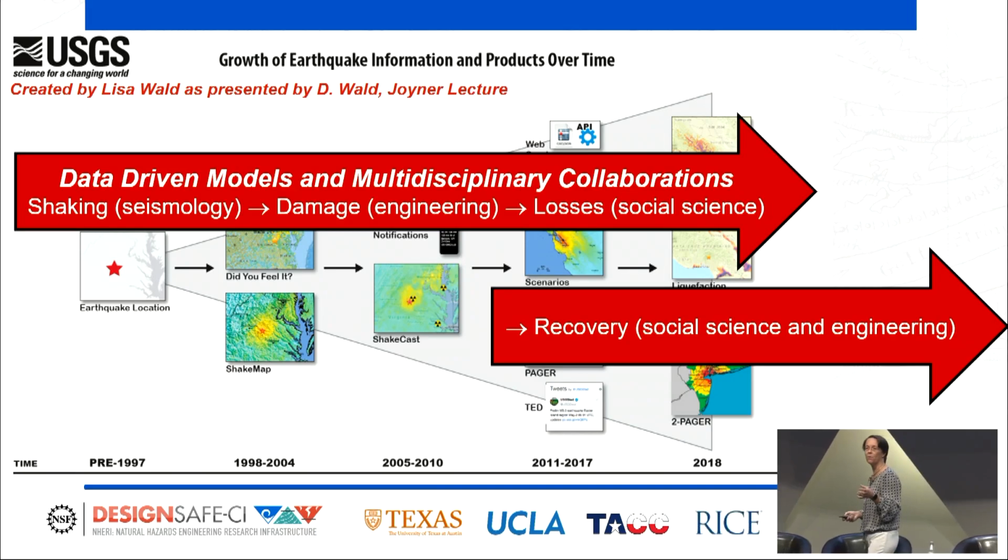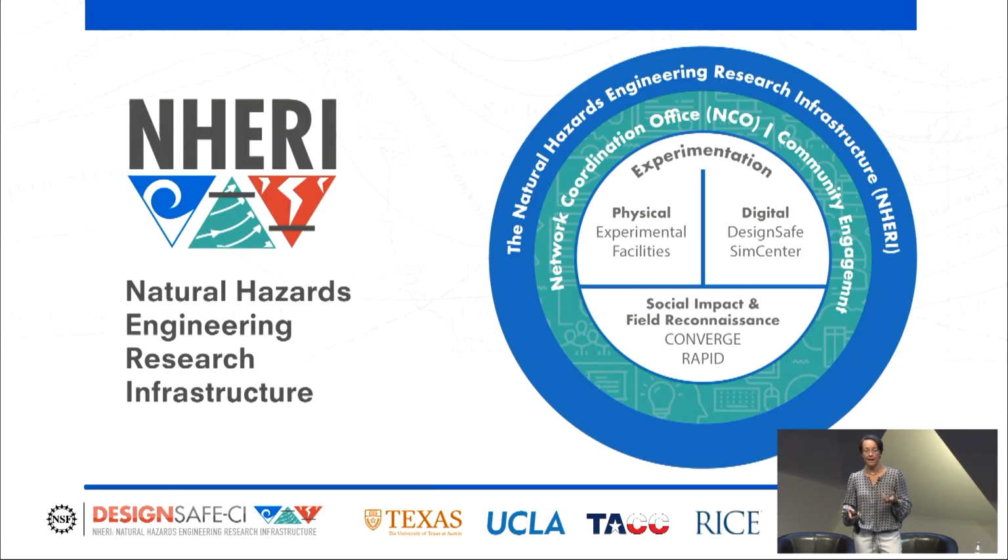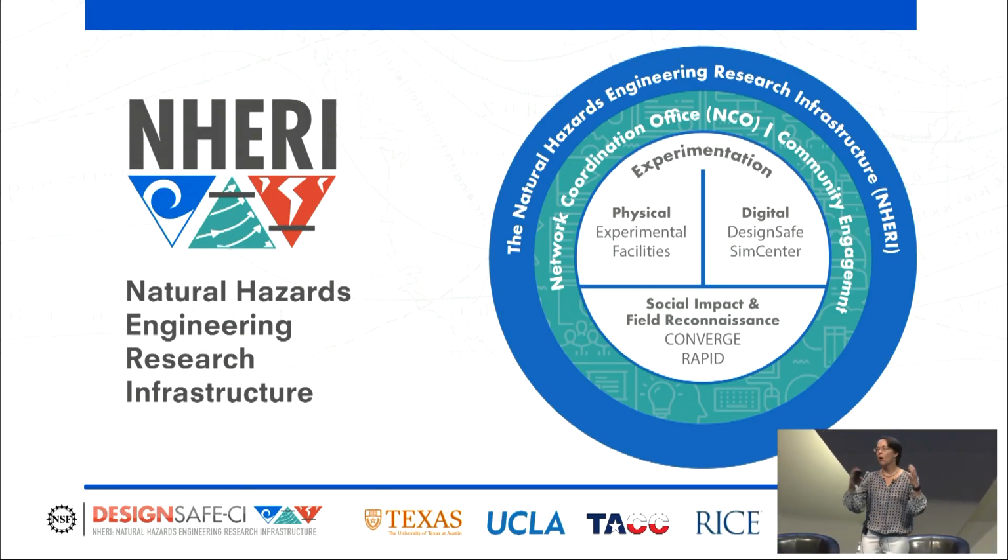But the key is the network and the data-driven models, and data is at the key. And that's where I like to think about NHERI. NHERI has a broad array of resources available to support research. The way I like to think about our network is we're a circle. The network coordinating office encompasses us all, but we all work together in the middle.